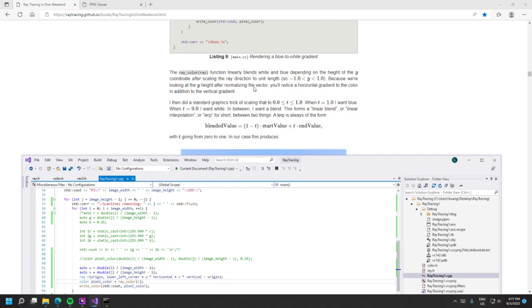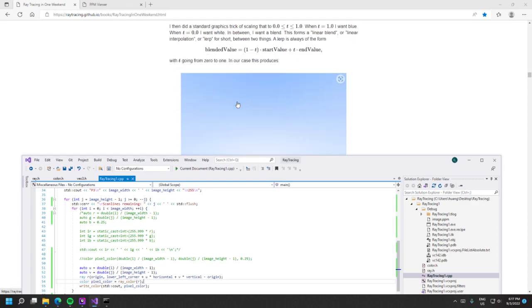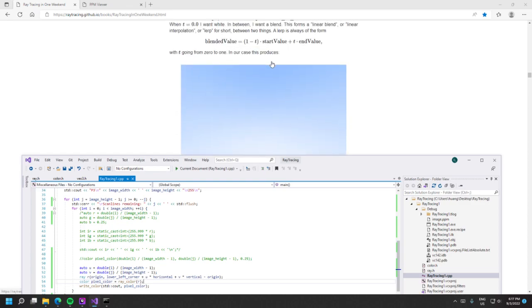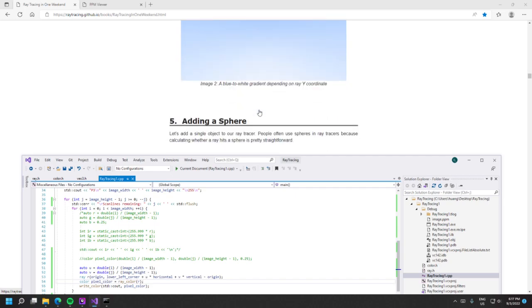That's literally the part I was talking about, the linear blend, or the lerp. Okay, sounds very funny. A lerp is always of the form, well, basically any linear parameterization is this form. So yes, in our case, it produces this. It should be very nice.